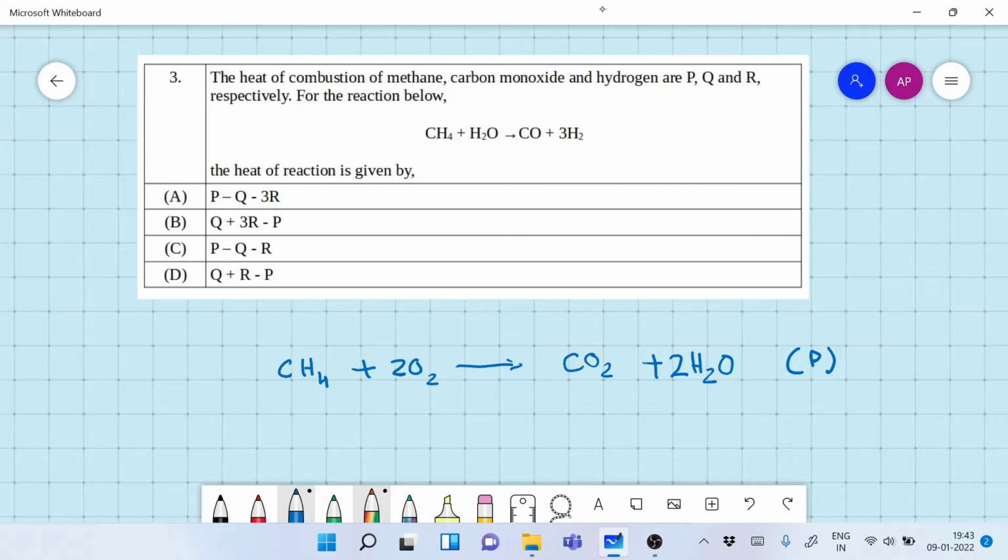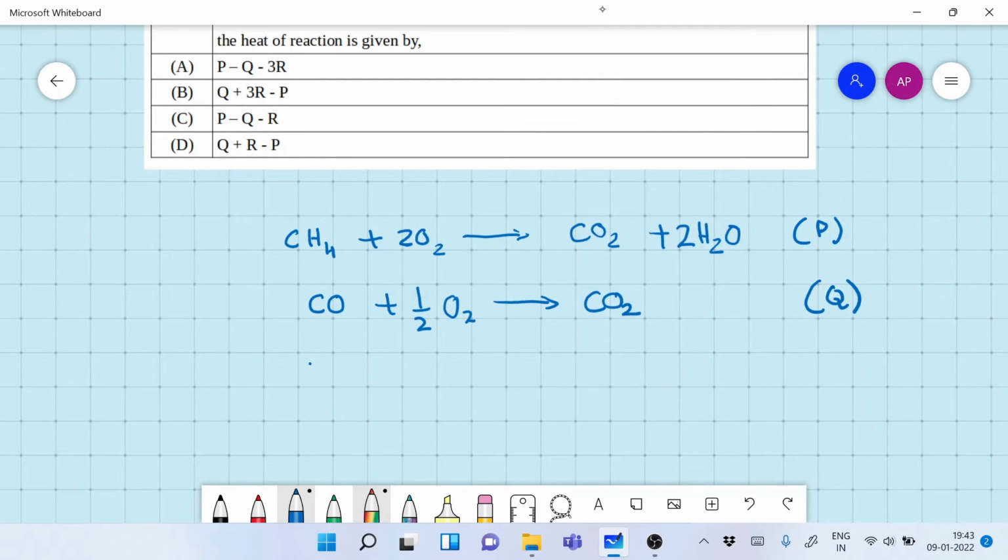The second reaction is carbon monoxide plus half of oxygen gives you carbon dioxide. So that is Q. The third reaction is hydrogen plus half oxygen gives you water vapor, and that's reaction R.